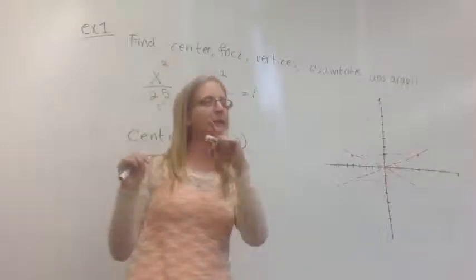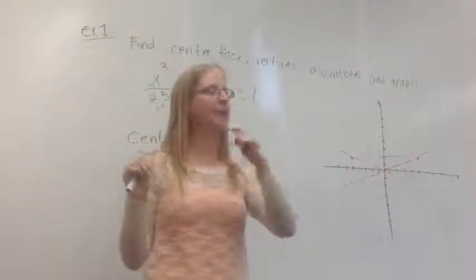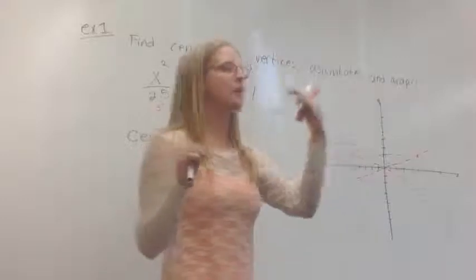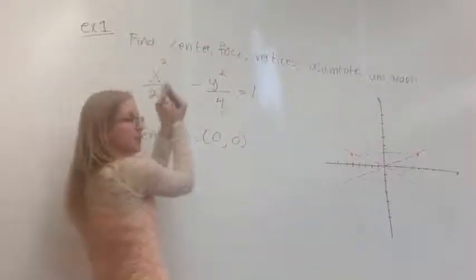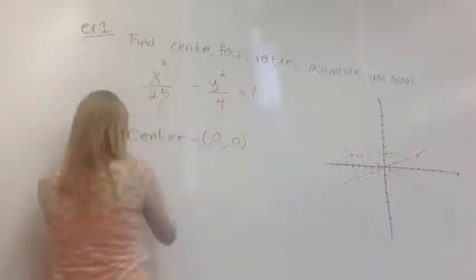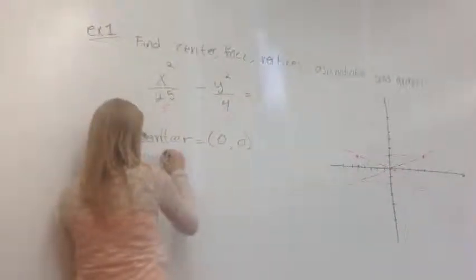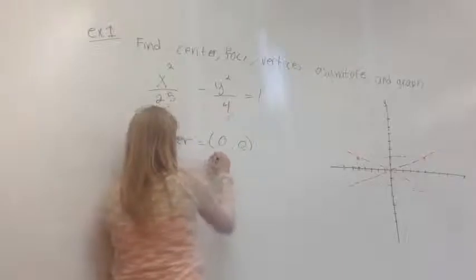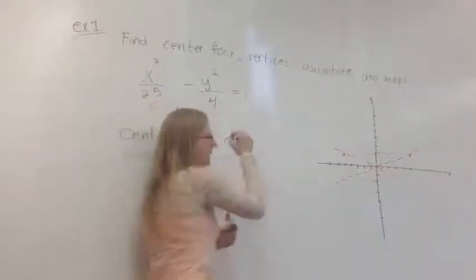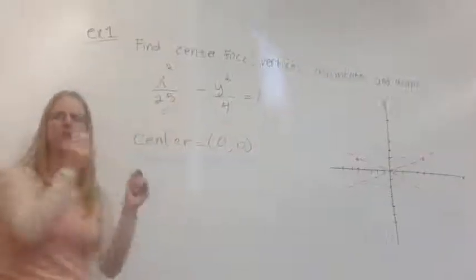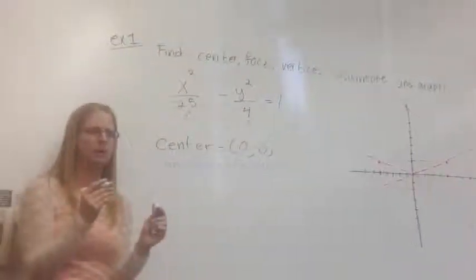Remember I said for ellipses, a was bigger. For hyperbolas, a came first. So it matters which one comes first. So because the x comes first, this is horizontal. Let's write that down really quick. Transverse horizontal, because the x came first. You guys okay with that?